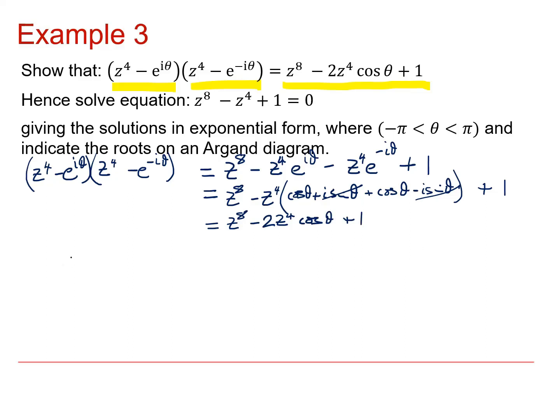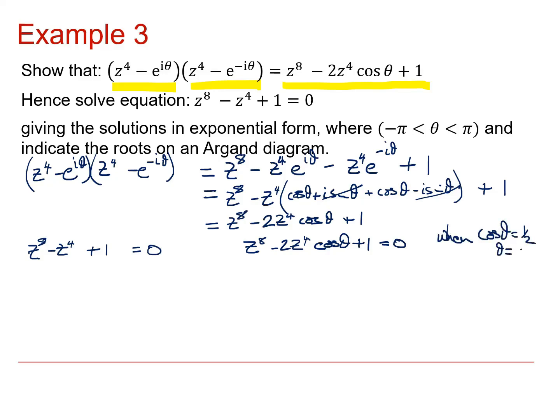Now I want to solve z to the 8 minus z to the 4 plus 1 equals 0. And if we look at that, these two things are very similar. So this is like solving z to the 8 minus 2z to the 4 cos theta plus 1 equals 0 when cos theta is equal to 1/2, or if you prefer, theta is equal to pi by 3.